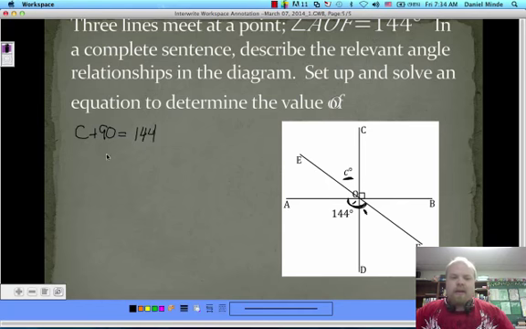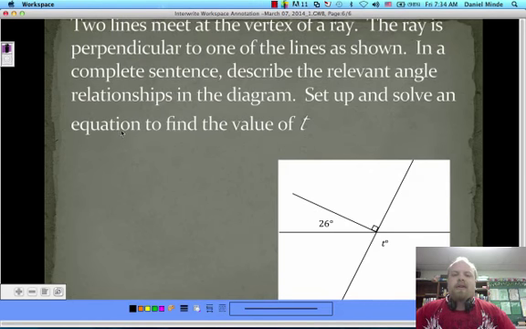You go through the same thing. I need to get C by itself. I have to get rid of my constant. My constant's 90, so I add a negative 90 to both sides. When I add a negative 90 to both sides, I'm going to get C equals 54 degrees. Okay. All of this is just simply solving the equation, setting the equation up, and then solving it. Let's look at one more.